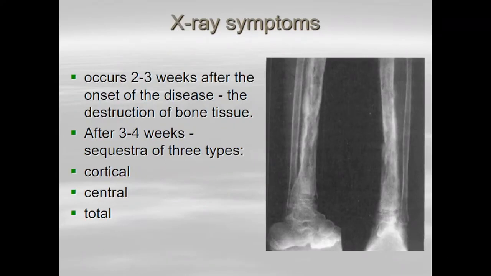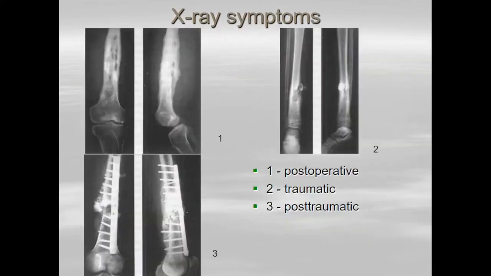X-ray symptoms. They occur 2-3 weeks after the onset of the disease: destruction of bone tissue. After 3-4 weeks, sequesters of 3 types: cortical, central, and total. You look at 3 types of osteomyelitis: postoperative, traumatic, and post-traumatic.